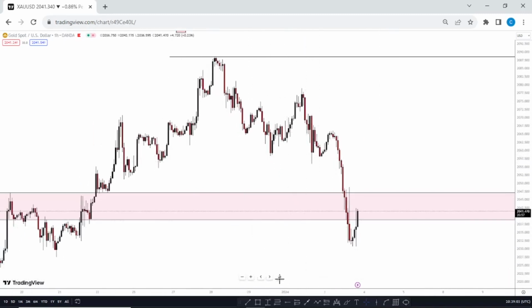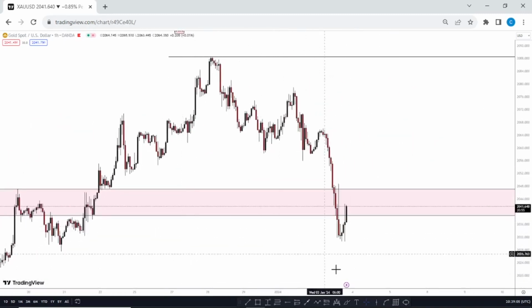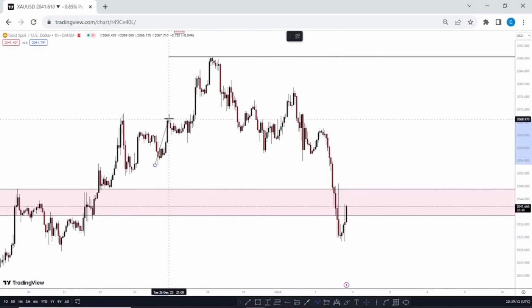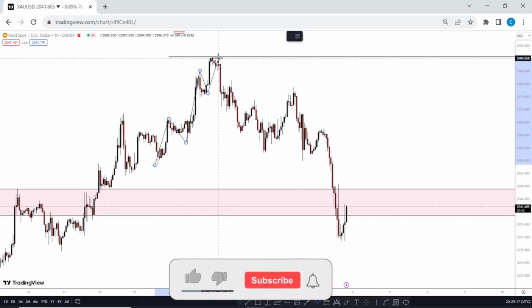So starting from here, right? Starting from here, what do we have? Starting from the left side, what do we have? We have higher high, higher low, higher high, higher low, higher high.